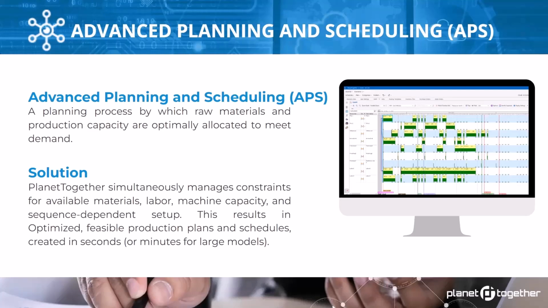Advanced Planning and Scheduling, or APS, is a planning process by which raw materials and production capacity are optimally allocated to meet demand. PlanetTogether is an APS solution that simultaneously manages constraints for available materials, labor, machine capacity, and sequence-dependent setup. This results in optimized, feasible production plans and schedules, created in seconds or minutes for large models.